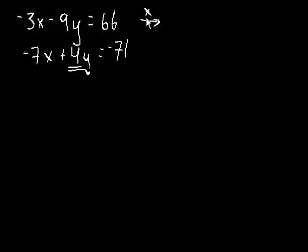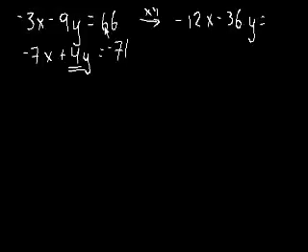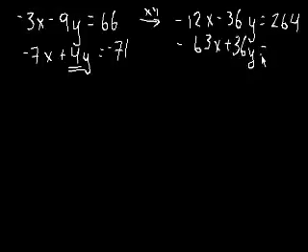Let's multiply it by 4 times 4. We'll get minus 12x minus 36y is equal to 4 times 66, 240 plus 24 is 264. Right? I hope that's right. And we multiply the second equation by 9. So it's minus 63x plus 36y is equal to, let's see, that's 639. These are big numbers. 639.